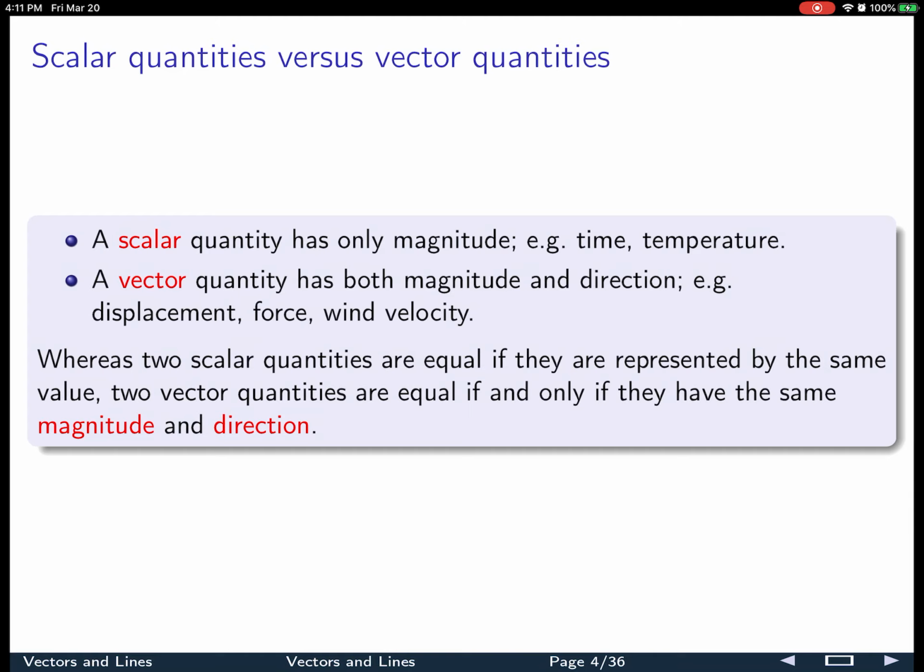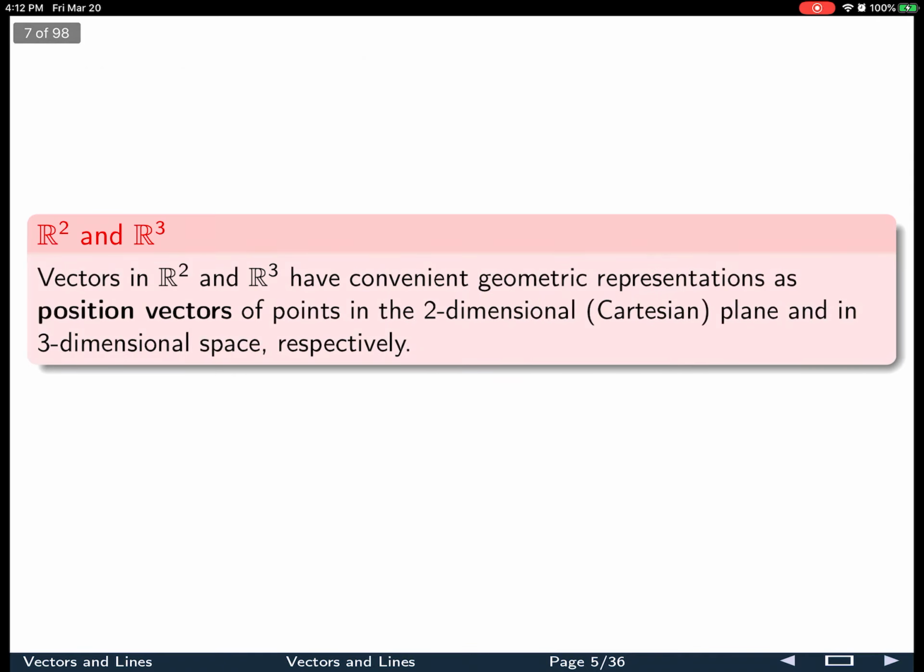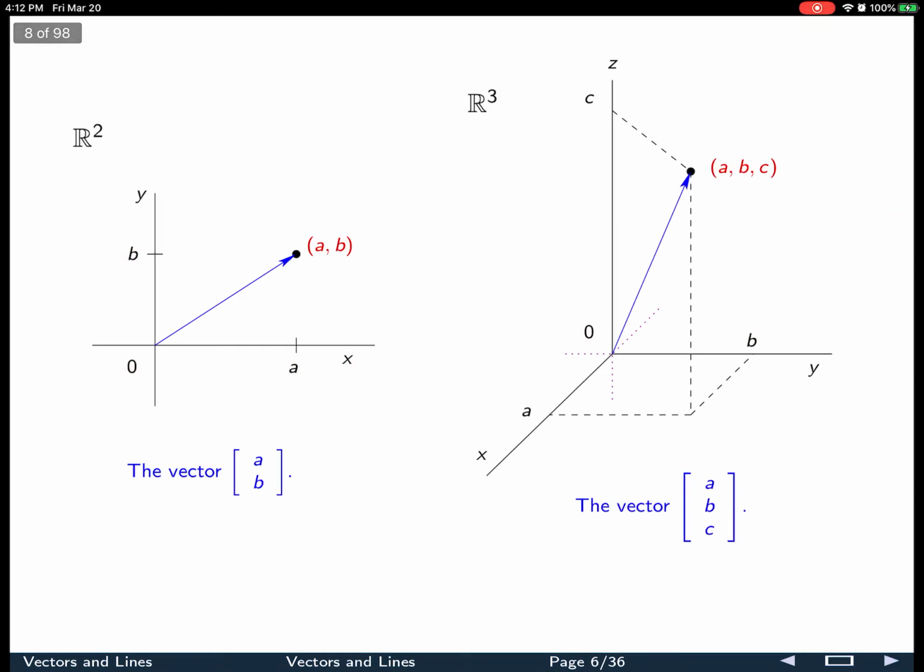Vectors are different than scalars. A scalar quantity is just like a number, like you're used to working with. And a vector quantity has both direction and magnitude. We've been working with vectors already in this class, so let's not spend too much time there. Here's a vector in R2 and another vector in R3.